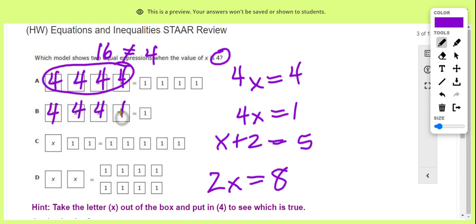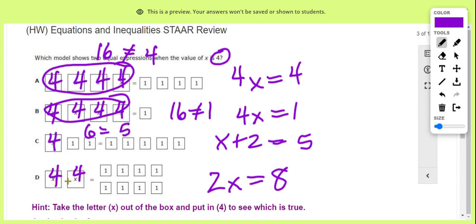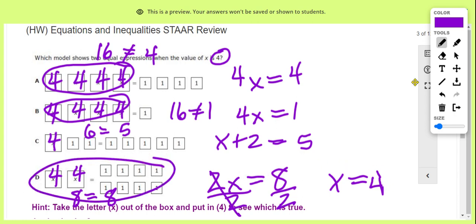This one's even worse. This is 16 equals 1. That is not true. If we take out the x and put in 4, here we have 6 equals 5. And the last one down below, 4 and 4 is going to be 8. And that is also 8. 8 is equal to 8. So if we check and solve this, 2 divided by 2 is 1. 8 divided by 2 is 4. X equals 4 for this model. That is a true statement.